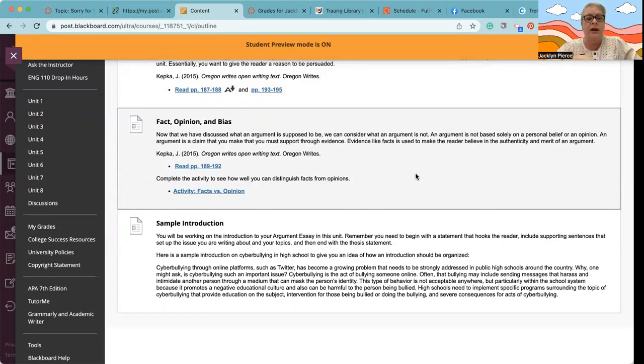You are going to be writing an introductory paragraph for your argument essay. And so here on the last piece is a sample introduction about cyberbullying. Now note, cyberbullying is not one of the possible topics. So this is truly just an example of what you could do in an introduction. And it has an opening question, or close to the opening, and it has a thesis statement. Notice that the final sentence is the thesis.